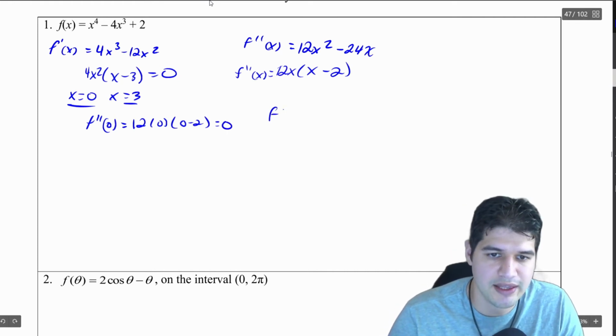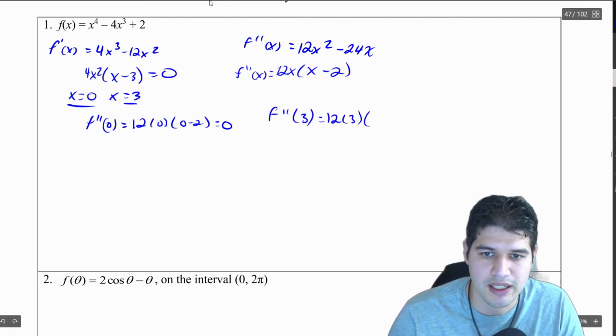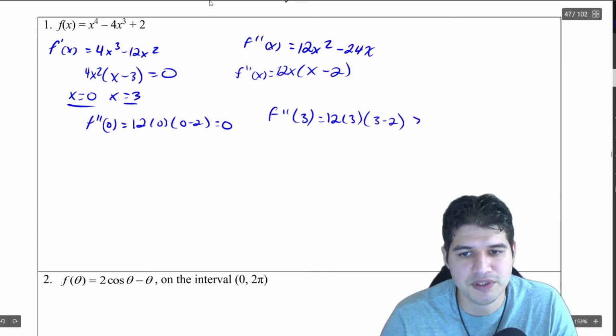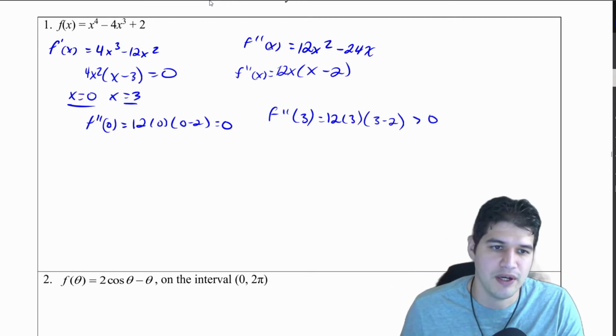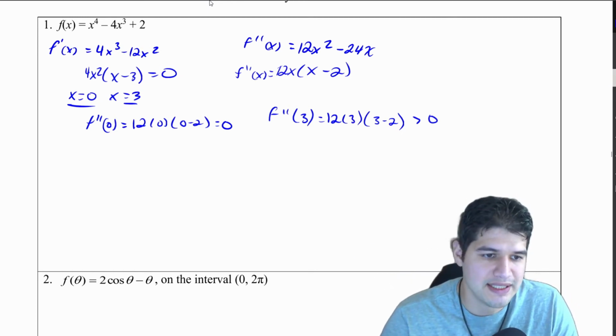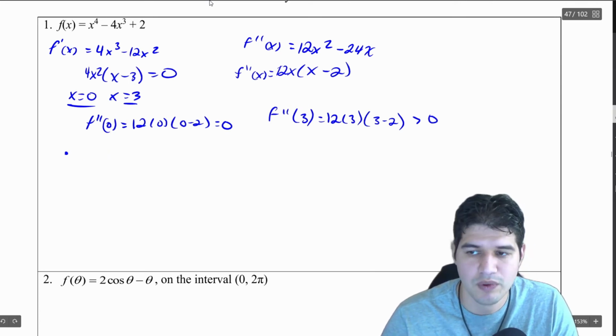Then let's look at the second derivative at 3. I'm going to get 12 times 3 times 3 minus 2, so I'm going to get a positive number. I'm just going to say that this is greater than 0. I don't really care about the exact value. Okay, so what are we going to say about x equals 0?